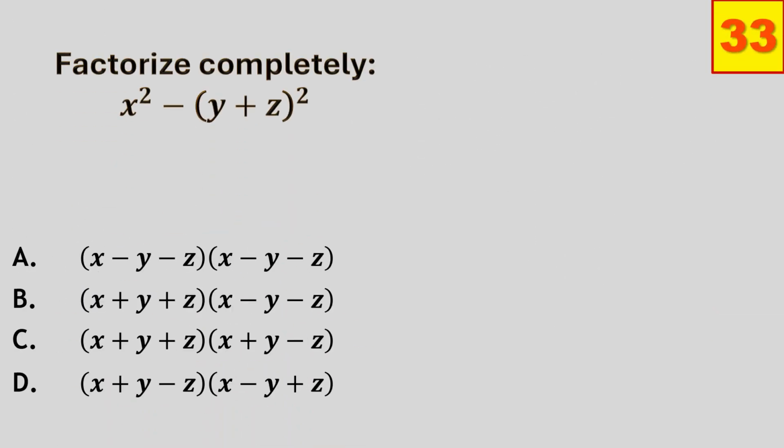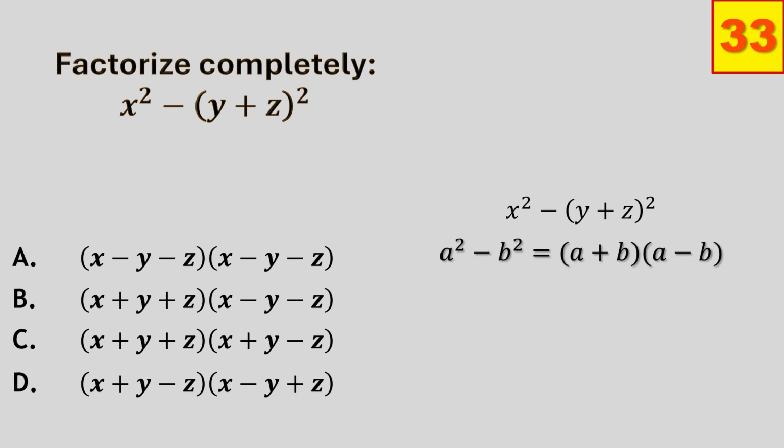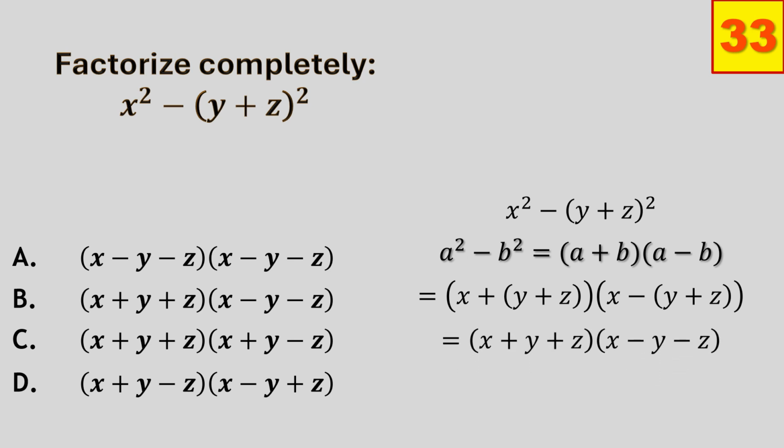Factorize completely. x squared minus (y plus z) all squared. The difference between two squares is the sum of their roots times the difference between their roots. So, replace a with x and replace b with y plus z. And this is equal to (x plus y plus z) times (x minus y minus z). Option B.